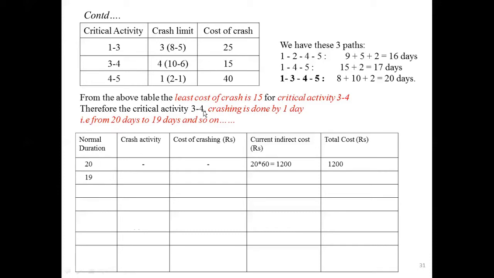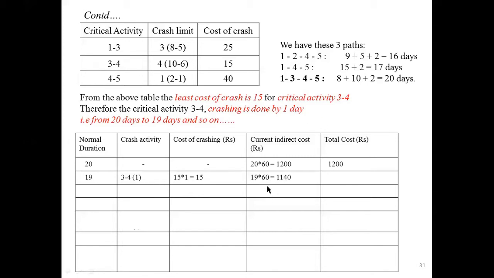Crash activity is 3 to 4. Here you write 3 to 4. In bracket you write 1 day because the maximum limit of 4 days, you have to reduce by 1 day each. That is from 20 days to 19 days. Cost of crashing for 3 to 4 it is 15. Here you write 15 into 1 day, you are reducing it. That equals 15.